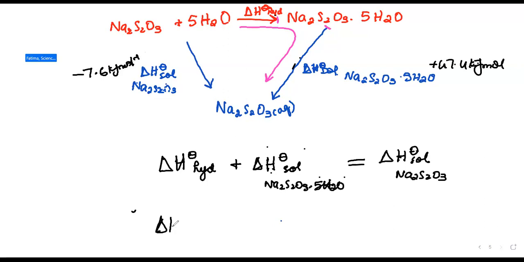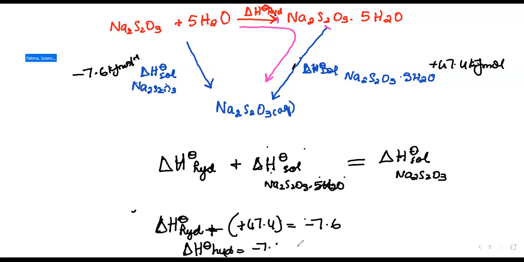So I want to calculate enthalpy change of hydration. My enthalpy change of solution of the crystal is going to be plus 47.4. This is equal to enthalpy change of solution of the anhydrous salt, that is minus 7.6. So I will simply rearrange the equation. So I will do minus 7.6 minus 47.4 and I will end up getting my answer as minus 55 kilojoules per mole. And that's it. I have solved the question.